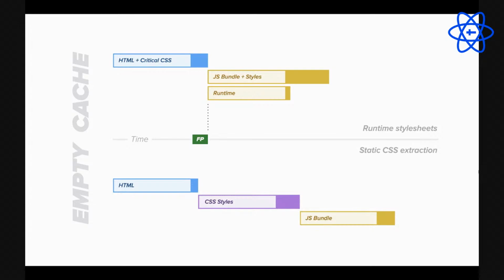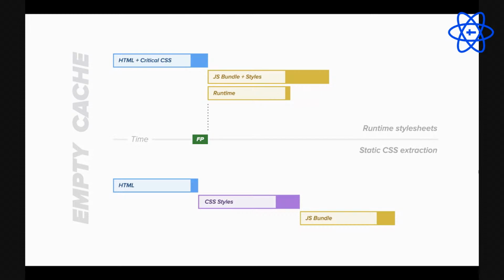Now let's look at static CSS extraction. With static CSS extraction, the HTML file is going to be a bit smaller, of course, but the time to first byte is pretty much the same if the server and the networking conditions are the same. And a static CSS file is usually included in the head part of the document.